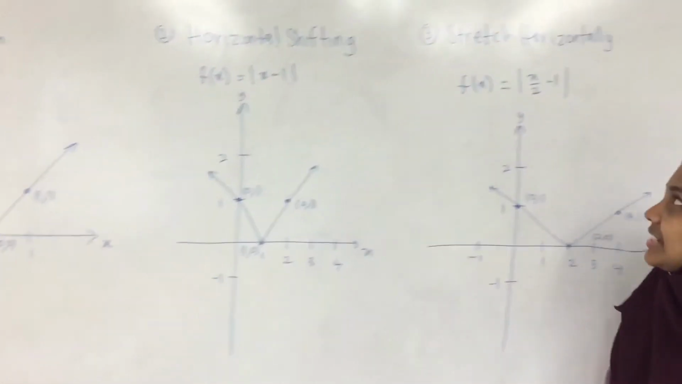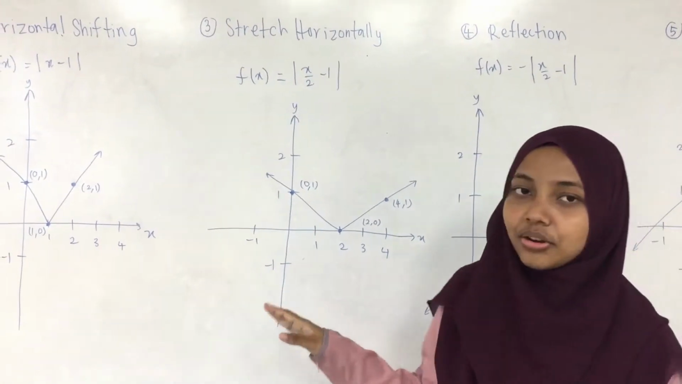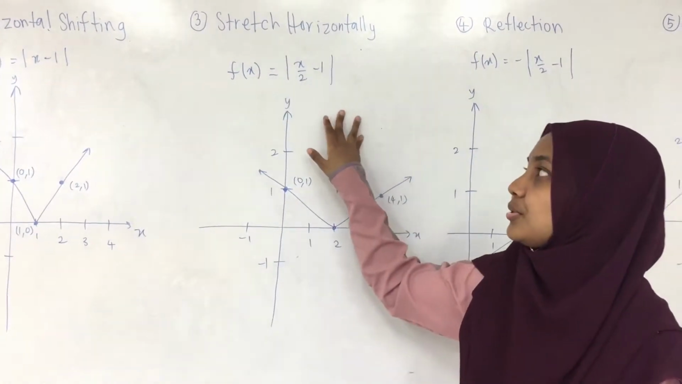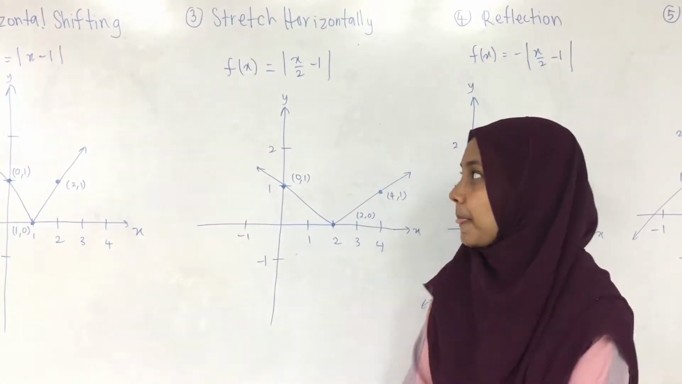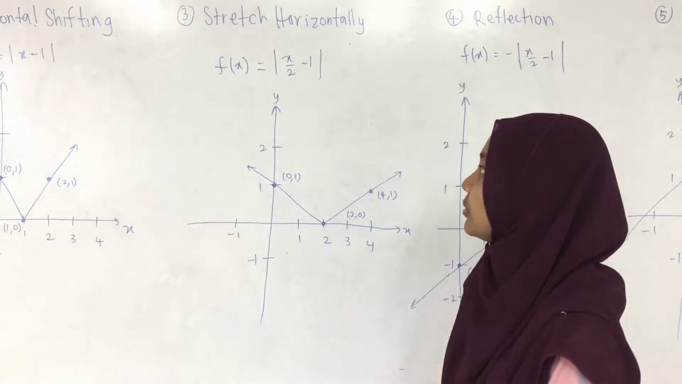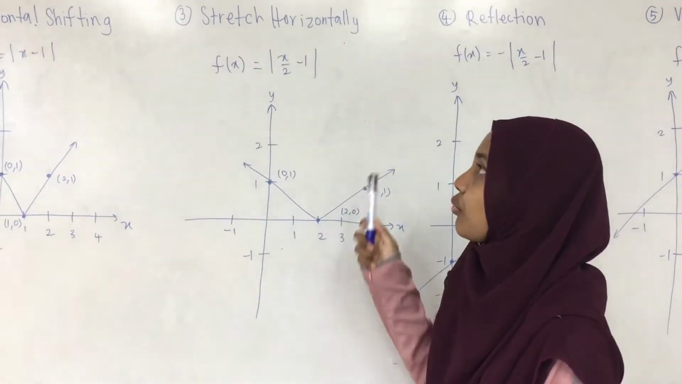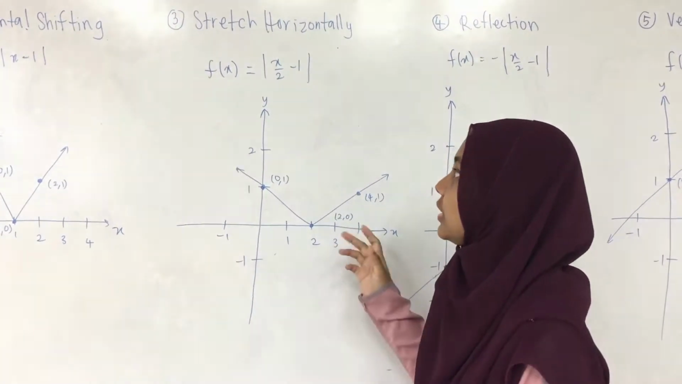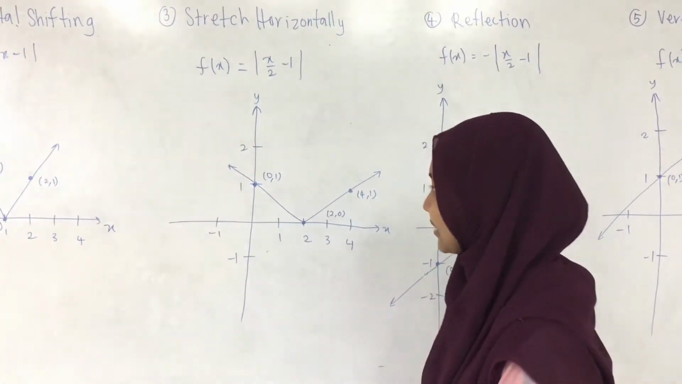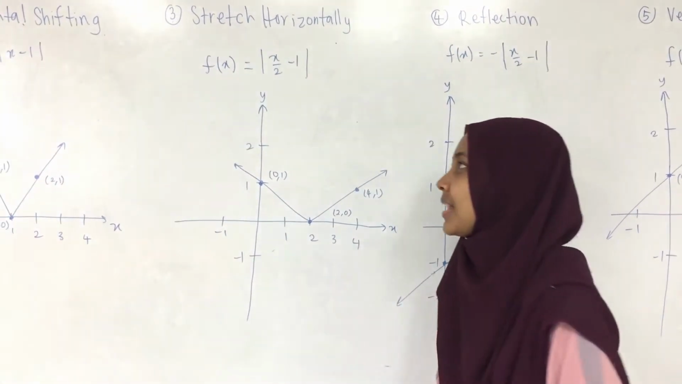The third step is stretch and compress. From the function, we stretch horizontally, f(x) equal to modulus of x over 2 minus 1, and the factor is 1 over 2. So we need to multiply the x coordinate by 1 over the factor, which means it will be multiplied by 2. So the points will be (0, 1), (2, 0), and (4, 1).